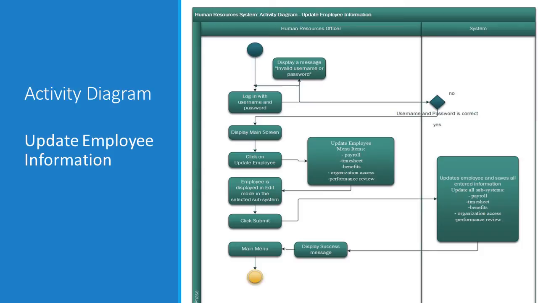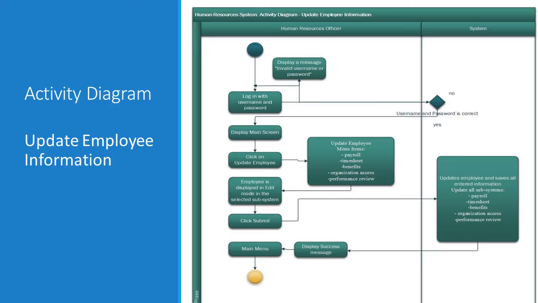Okay, now to another activity diagram. This will depict the update employee information business process. As usual, we always start with the login with the username and password, and then the main screen is displayed. In this case, we have a human resource officer that logs on with the username and password, and the main screen is displayed. So the HR officer clicks on Update Employee.